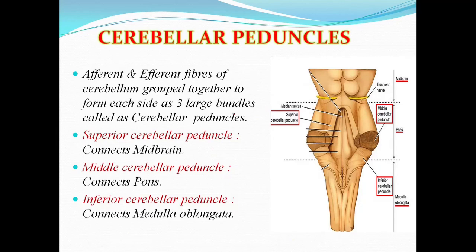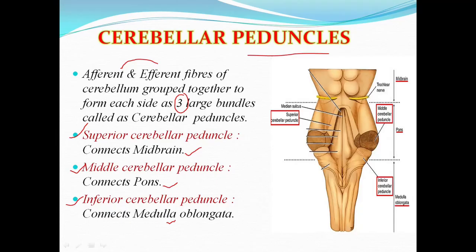After learning the internal features, we move on to how the cerebellum is linked with other regions of the CNS by peduncles. The bridging structures are called cerebellar peduncles. Through these peduncles, the afferent and efferent fibers are grouped into three large bundles: the superior cerebellar peduncle, which connects to the midbrain, the middle cerebellar peduncle, which connects to the pons, and the inferior cerebellar peduncle, which connects to the medulla oblongata.